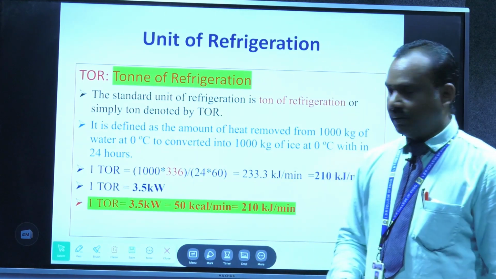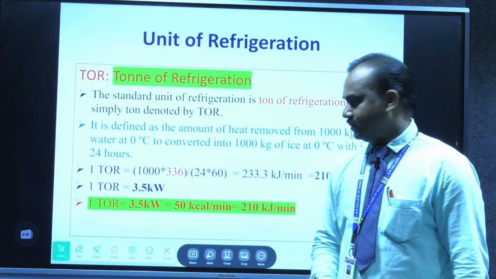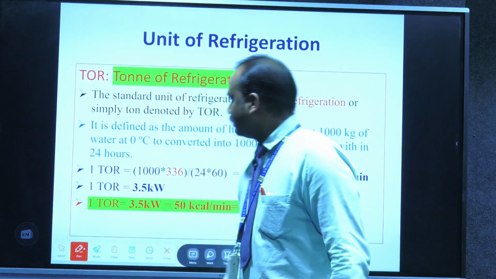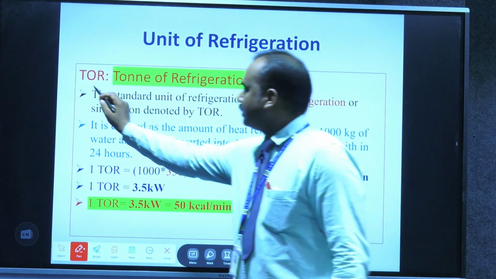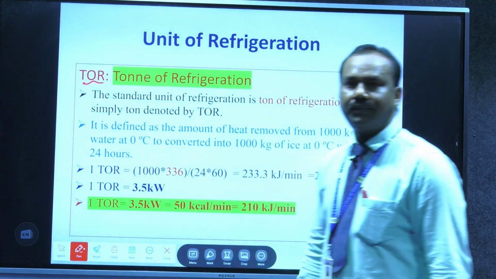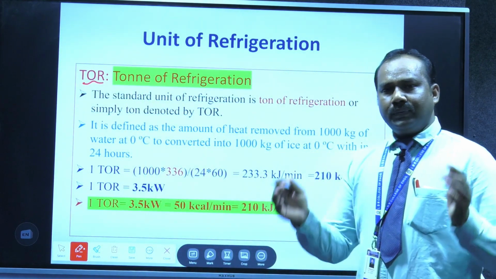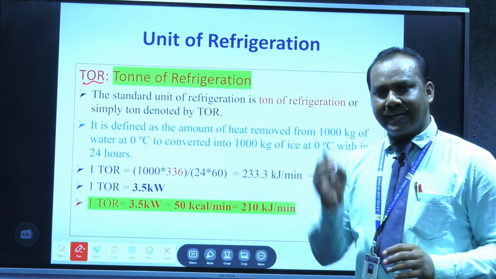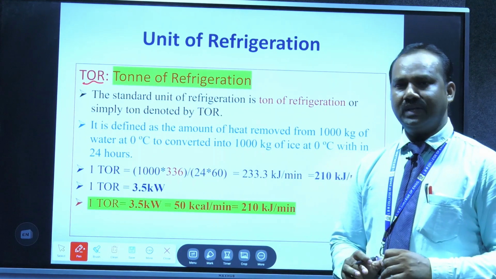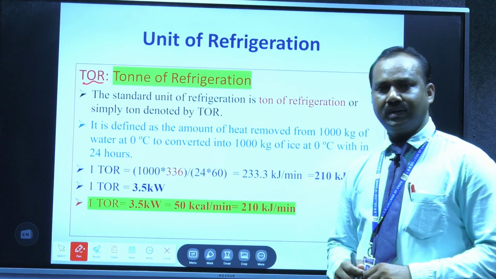Then let us see one important terminology. It is called ton of refrigeration. The capacity of any refrigerator is expressed by a term called TR. TR stands for ton of refrigeration.